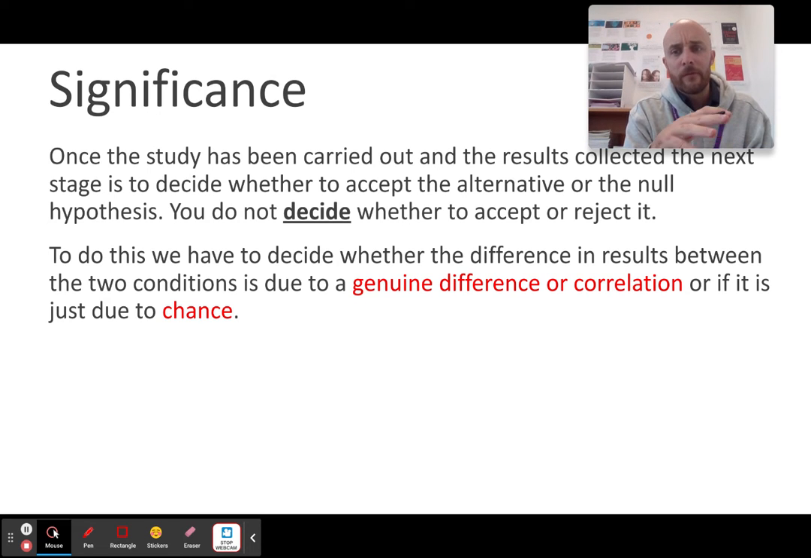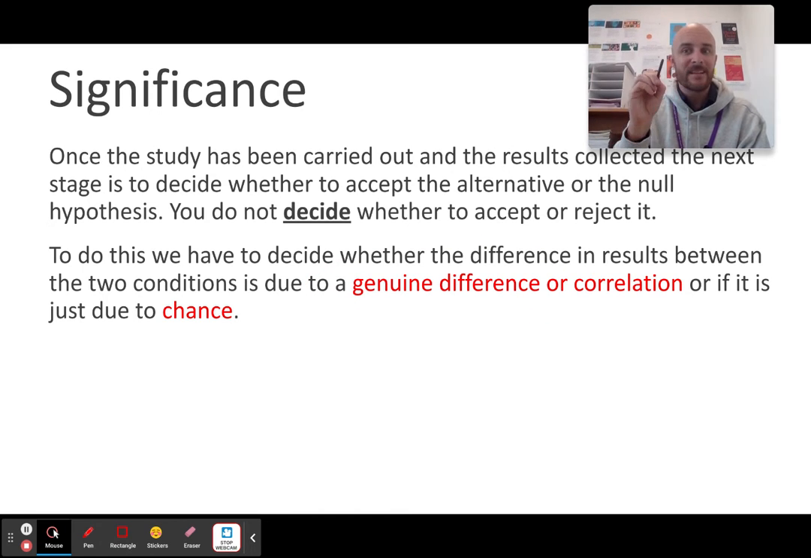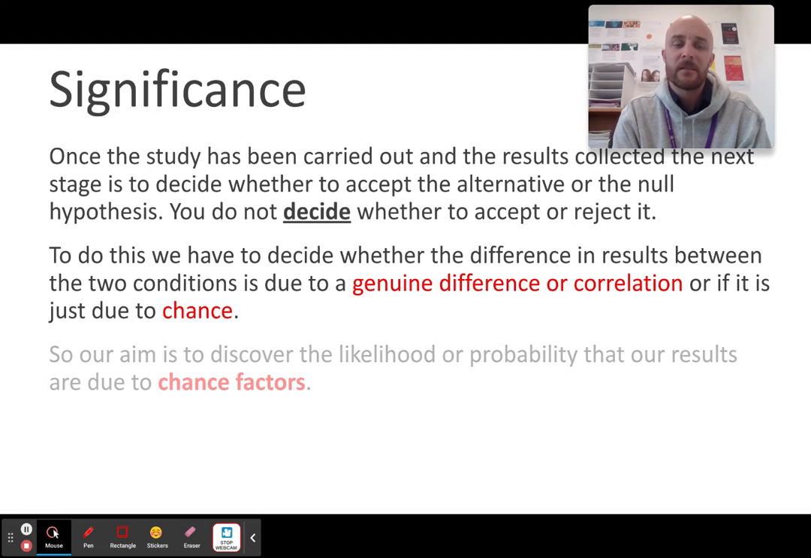Again, that's quite an important factor, so maybe go back a minute if you want to try and wrap your head around it. But if you are 95% sure you have found a genuine difference, i.e. the IV has had an impact on the DV, if you're 95% sure, that means that you are 5% sure that the findings came down to what we call chance factors.